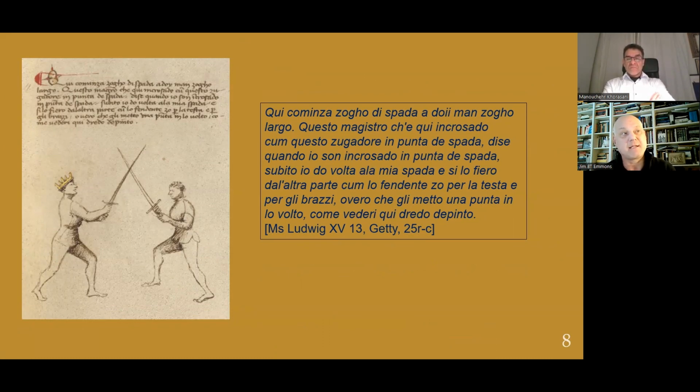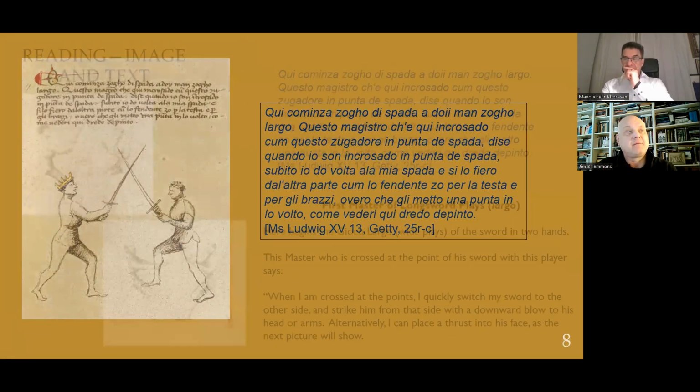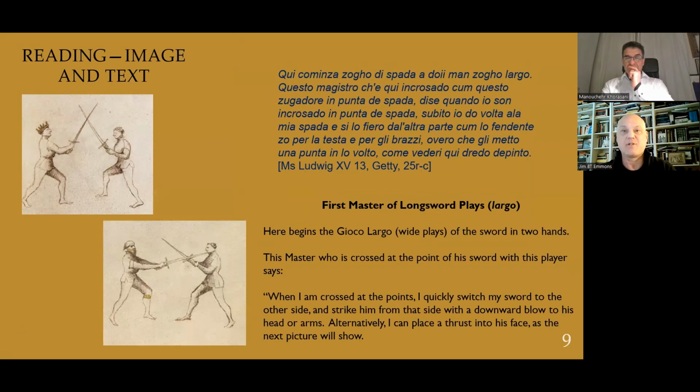And what I like about this is that you have an image and you have the master describing what that is. And it makes for an interesting interplay between text, image, and what we make of it. And this is one of the places I think we tend to get into trouble, right? We have a description of something, and in this case, this is a pretty short description of what we're looking at. So he says, here begins the giacolargo, or wide plays of the sword in two hands. Master is crossed at the point of the sword, this player says, when I'm crossed at the points, I quickly switch my sword to the other side and strike him from that side with a downward blow to his head or arms. Alternatively, I can place a thrust into his face, as the next picture will show.